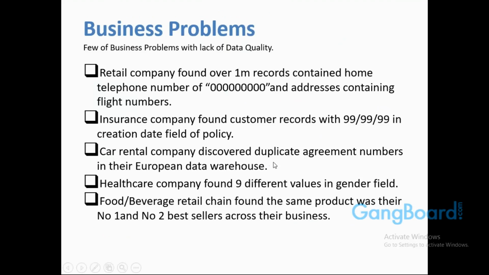A car rental company discovered duplicate agreement numbers, because a rental company will have unique agreements, right? Is this a problem to business, right? A healthcare company found 9 different values in a gender field. Is it possible to have 9 different values in the gender field? No. A food and beverage retail chain found the same product was their number one and number two best seller across their business. Is it possible? Not at all.